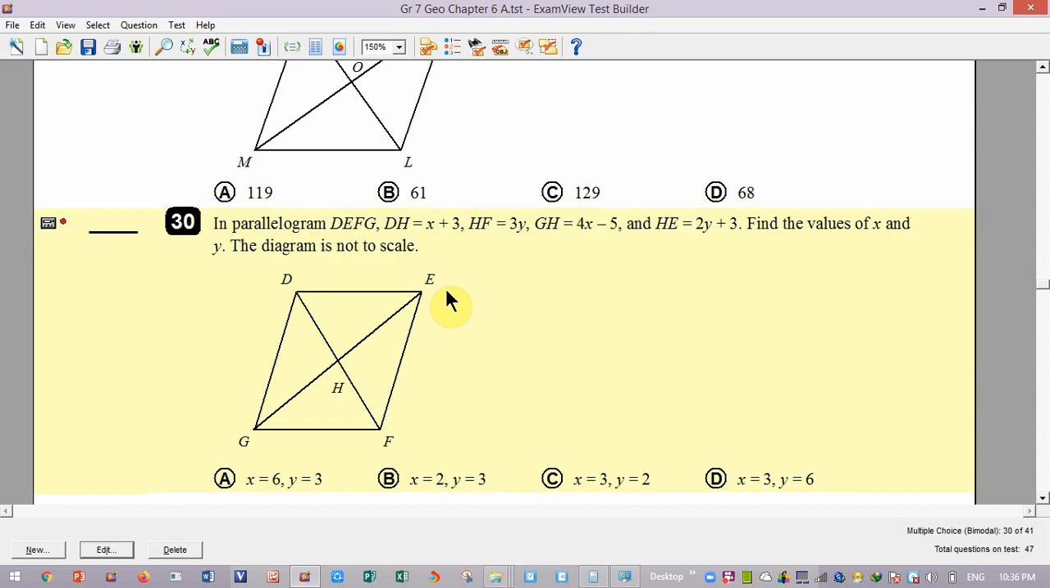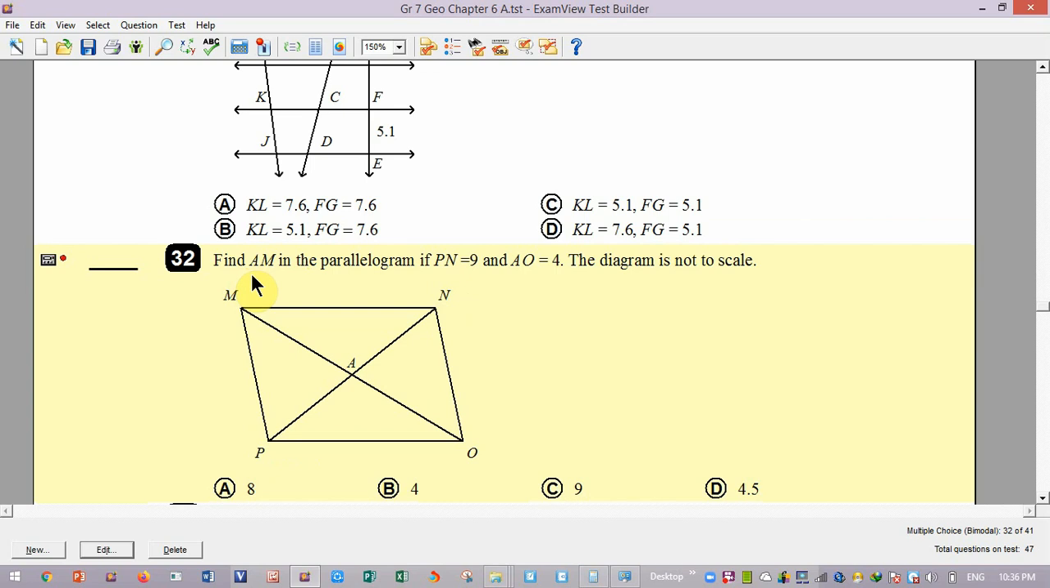Number 32. Find AM, this part. And this shape is a parallelogram. The two diagonals bisect each other. Opposite sides are congruent. Opposite angles are congruent. PN equals 9. What is PN? All of this diagonal is 9. Good. And AO is 4. Any relation between AM and PN in a parallelogram? No. The relation is in the same diagonal. This diagonal is bisected. This part equals this part only. And this part equals this part. AO is 4. Then AM, yes, is 4. Then the answer is B. Excellent.